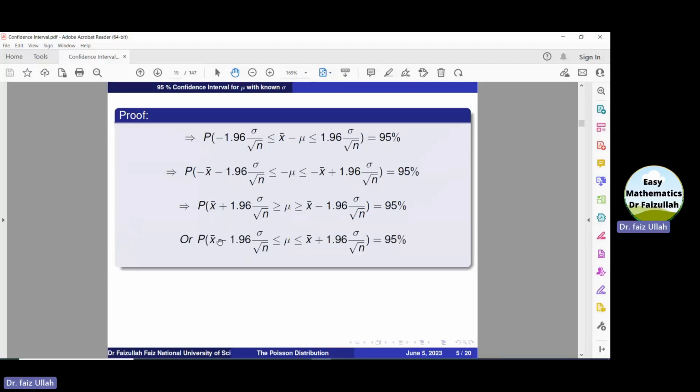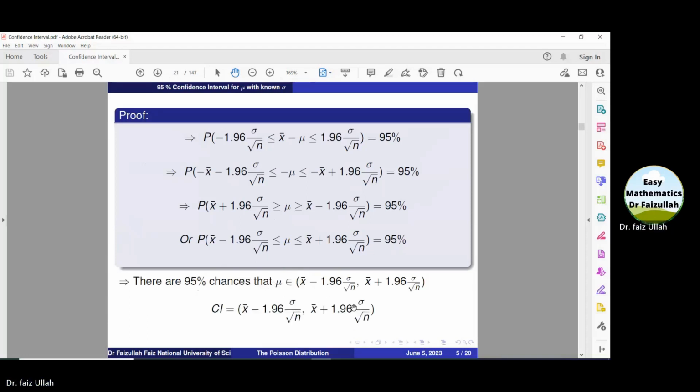This can also be written as probability of this term is less than or equal to mu, which is less than or equal to this one, is equal to 95%. And that is the proof. It shows that there are 95% chances that the value of mu is between this number and this number. Or we can write that the confidence interval is equal to this number and this number, which is 95% confidence interval when sigma is known.